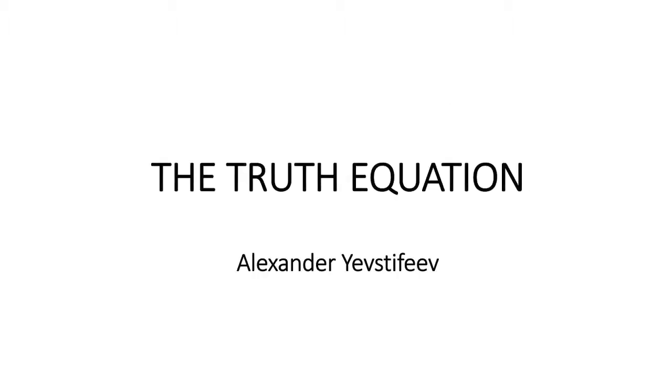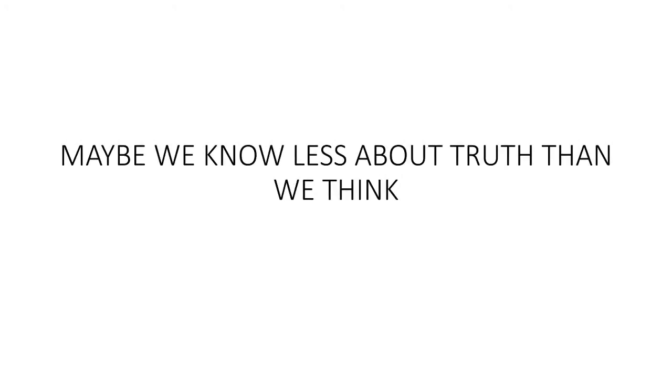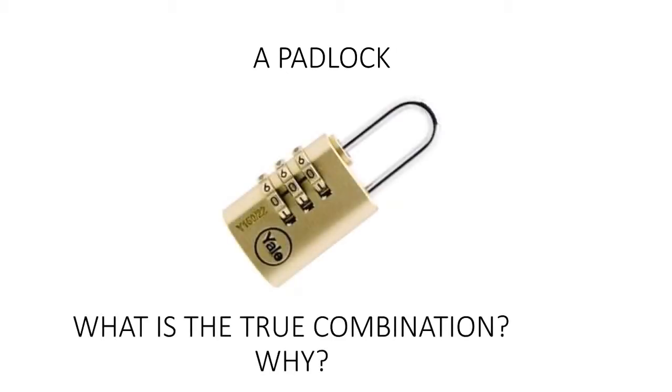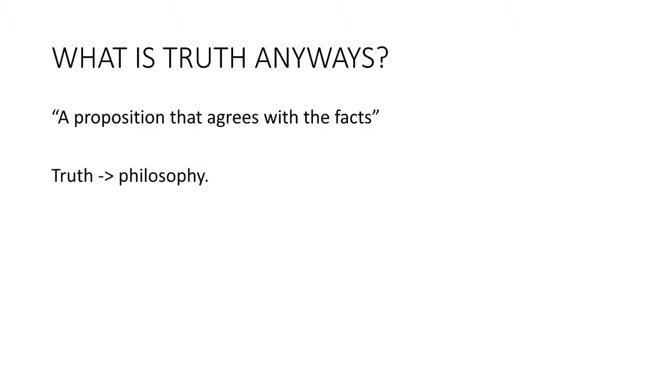This presentation is on a way to mathematically describe truth that I call the truth equation. Maybe we know less about truth than we think. Consider a padlock. What is the true combination and why? What is truth anyways? It's formally defined currently as a proposition that agrees with the facts.